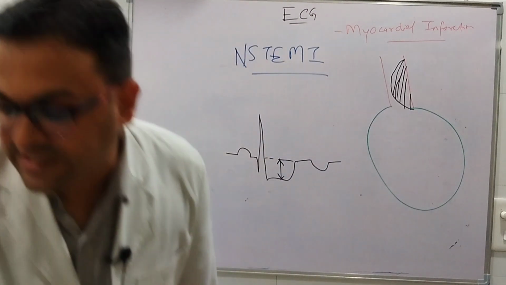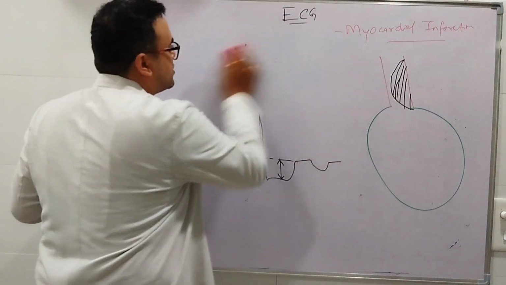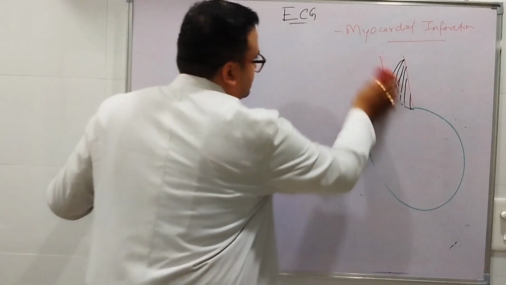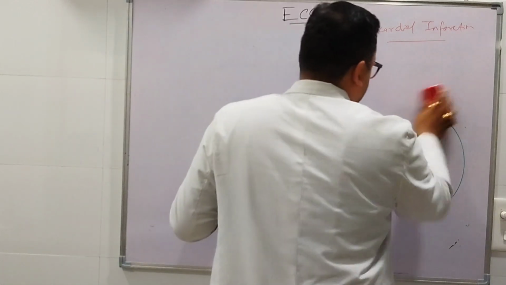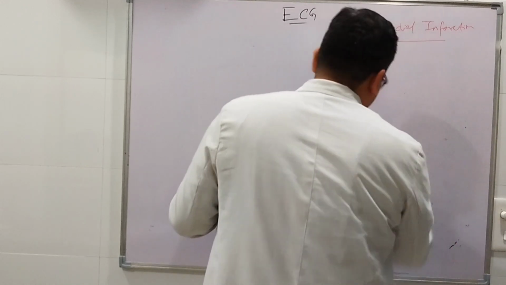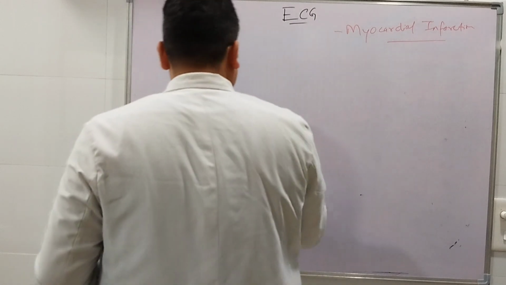In unstable angina, you will see intermittent ST elevation or non-ST elevation depending upon the spasm. Intermittent chest pain. If you do the angiography, there will be no block. It will be normal, but there will be spasms.